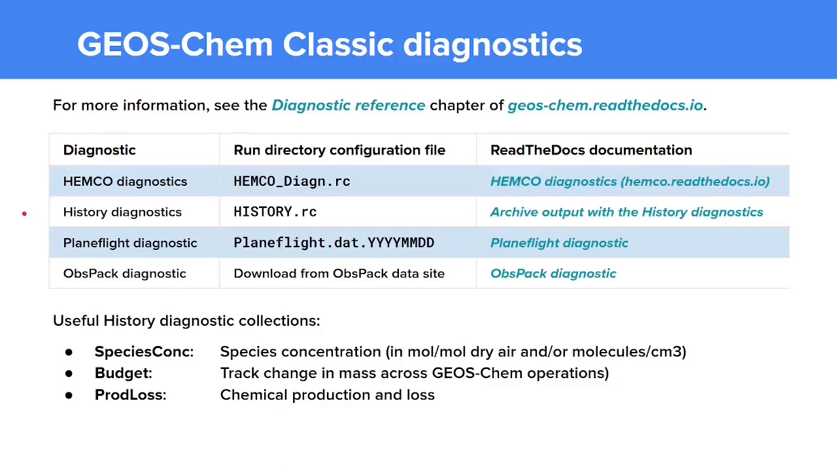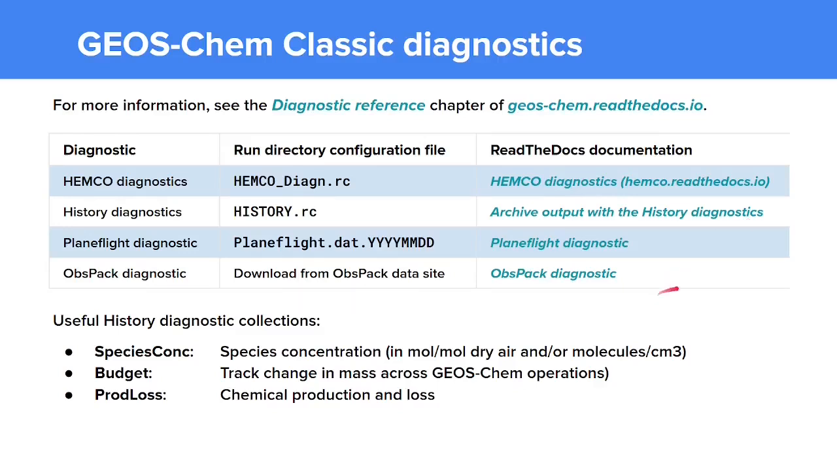Most GEOS-Chem diagnostics are implemented with what we call history diagnostics. These are things like species concentrations, budgets, production and loss, and so forth. The configuration file for the history diagnostics is called HISTORY.rc, both in GEOS-Chem Classic and in GCHP. For more information, you can look at the chapter on archiving output with history diagnostics in the GEOS-Chem readthedocs.io documentation.